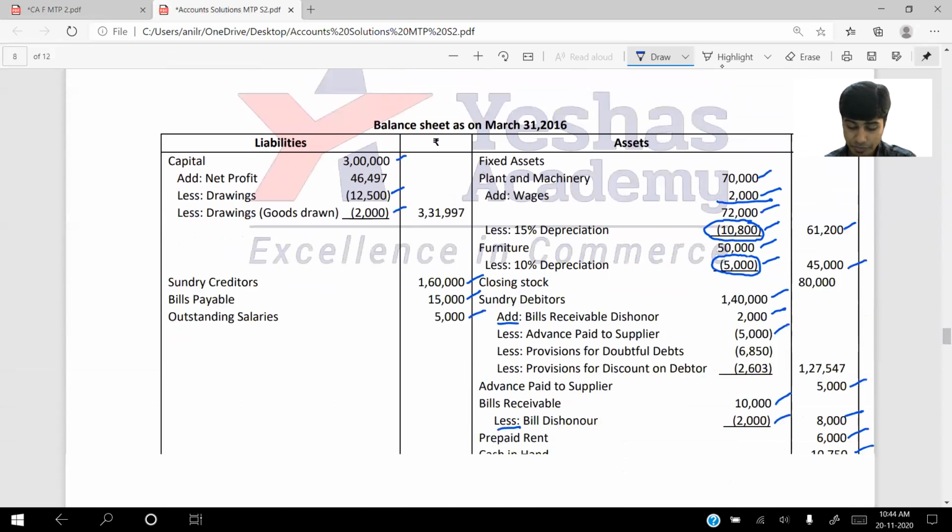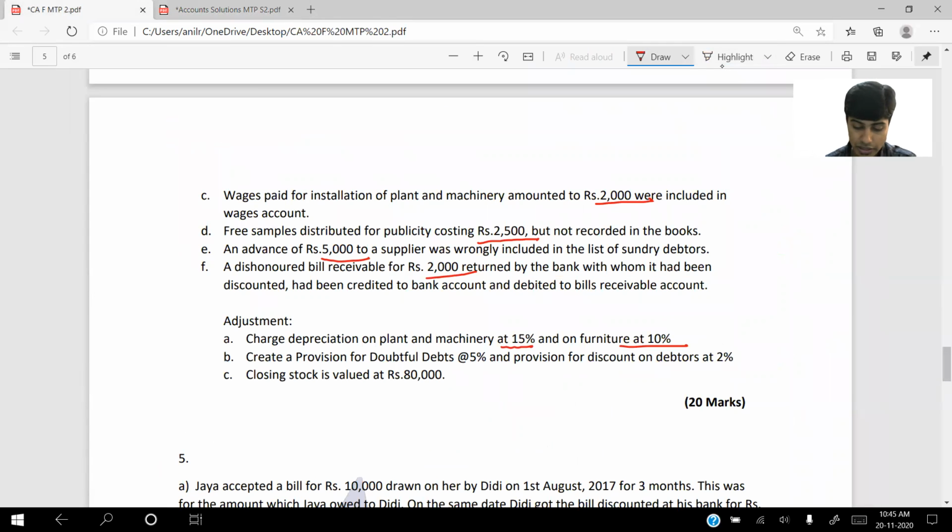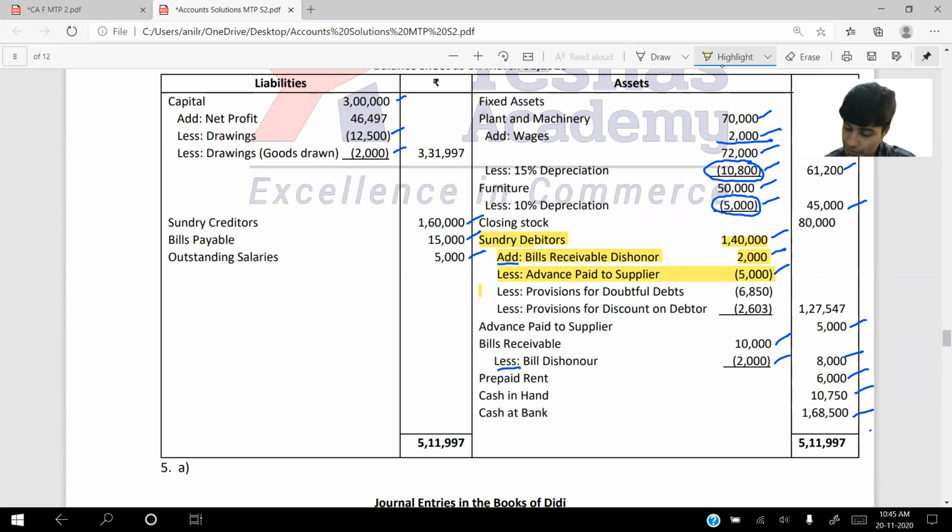Now how much are the debtors? Debtors is 1,40,000. Concentrate, this is an interesting one. Add back the dishonored 2,000 that came, and then less the supplier advance of 5,000. So right now how much do we have? 1,40,000 plus 2,000 minus 5,000, we were at 1,37,000. They've told us to maintain it at 5%, so 5% of that comes to 6,850.